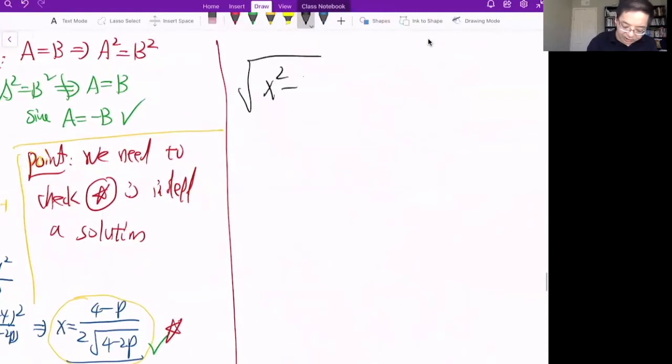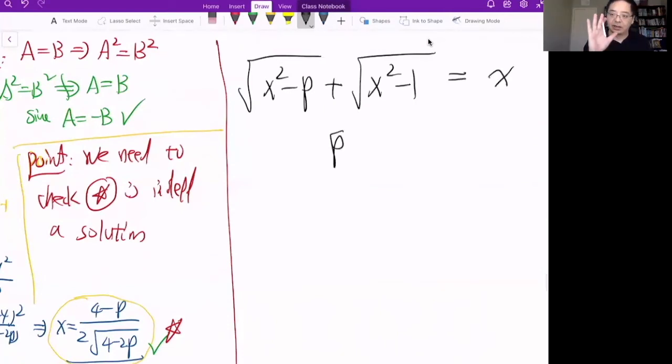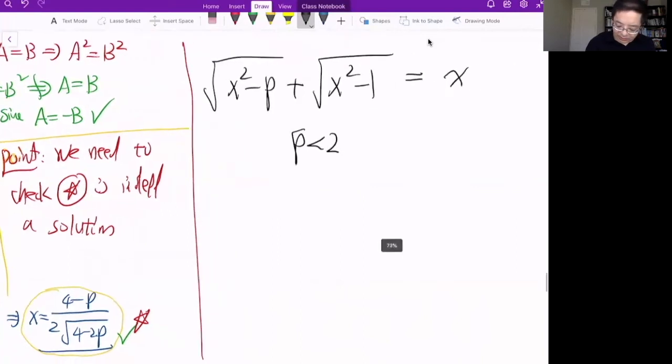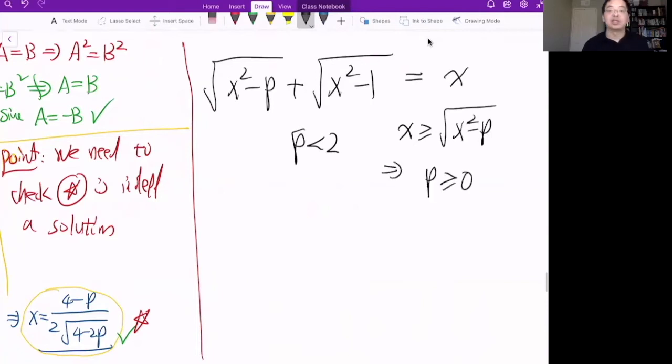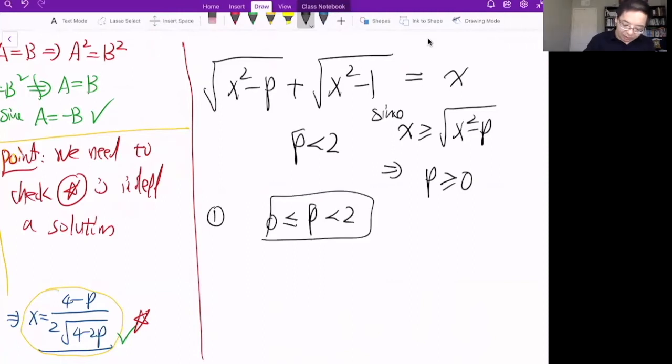of x squared minus p plus the square root of x squared minus 1 equals x. Now we already know the first restriction on p: p has to be less than 2. And also since x is bigger than or equal to the square root of x squared minus p, we also have p has to be bigger than or equal to 0, right? So I get the first restriction: p has to be non-negative and also less than 2. Now I'm going to plug this into the equation.